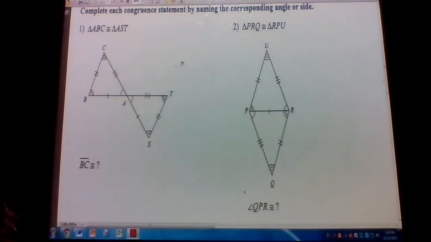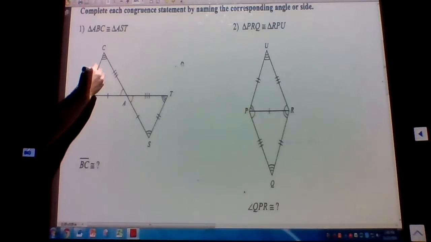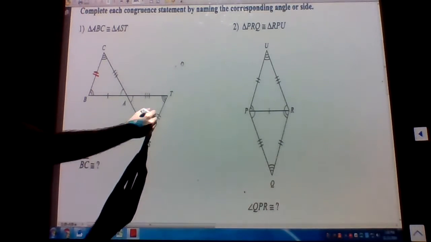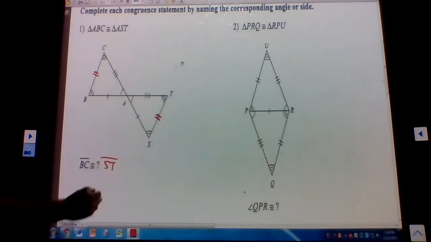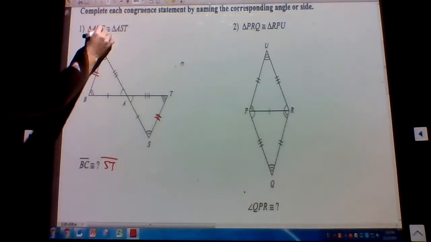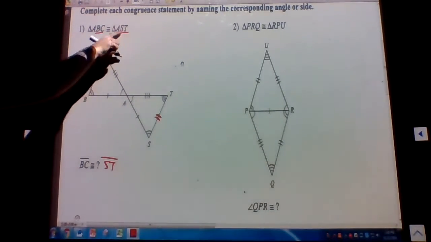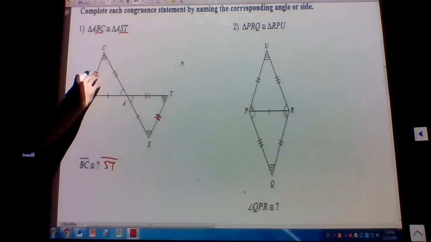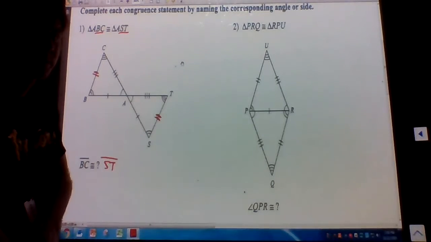So BC is congruent to what? That's what they're asking. There's 2 ways to do this. BC has 2 hash marks, so it's going to be congruent to whatever else has 2 hash marks. That's going to be ST. The other way is BC was the last 2 letters here, so BC is going to be congruent to the last 2 letters there, ST. So you can either look at the diagram or look at the names that they're giving us.